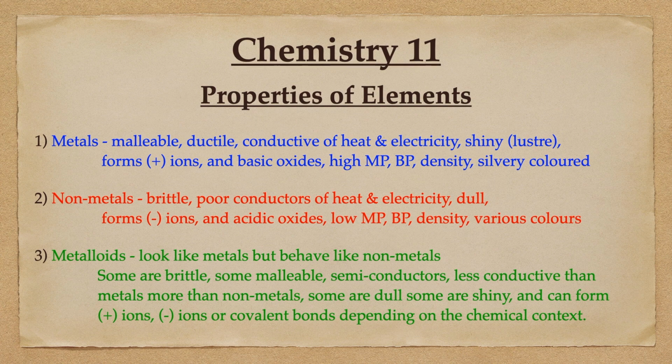In all cases, these are semiconductors. They are less conductive than metals, but more conductive than nonmetals. Some are dull, some are shiny, and a few of them can form both positive or negative ions depending on the chemical context. In other chemical contexts, they can form covalent bonds instead of forming ions.